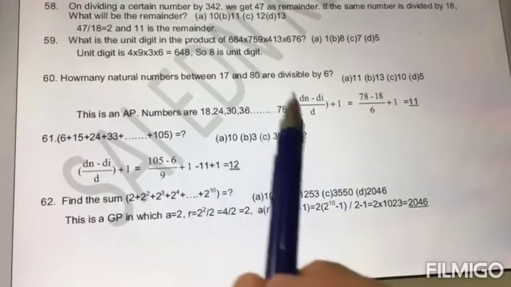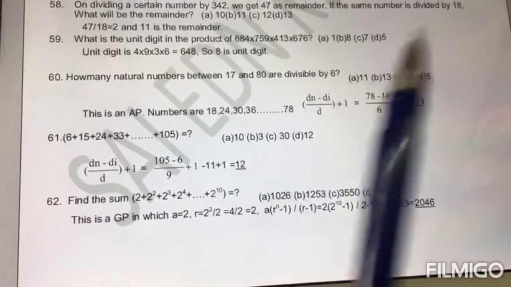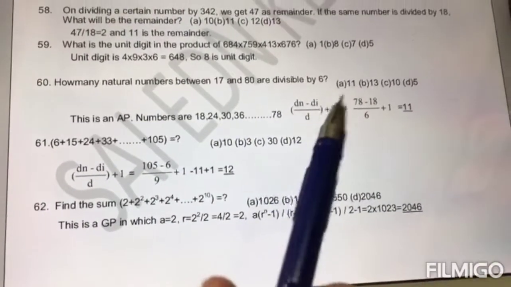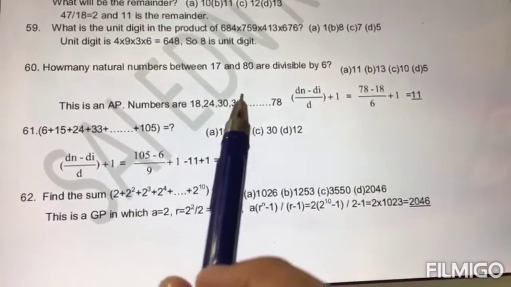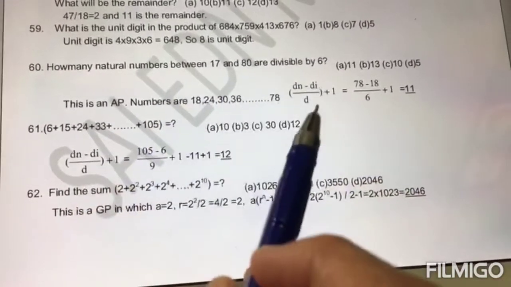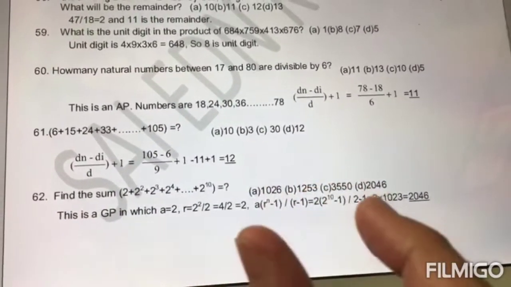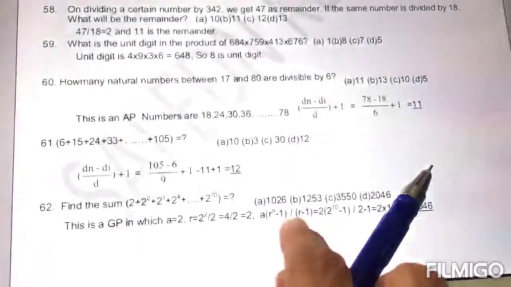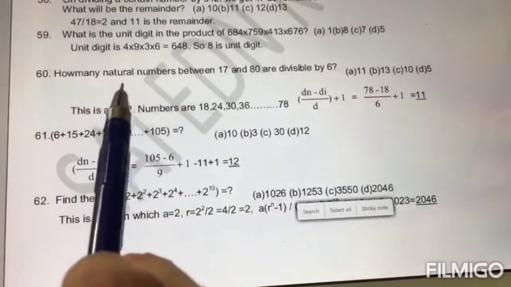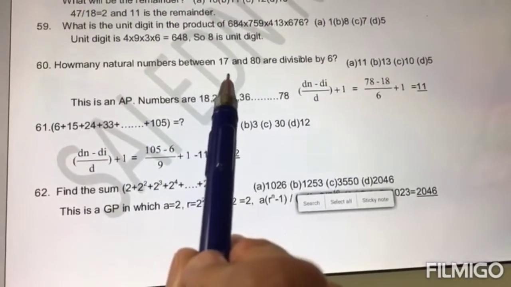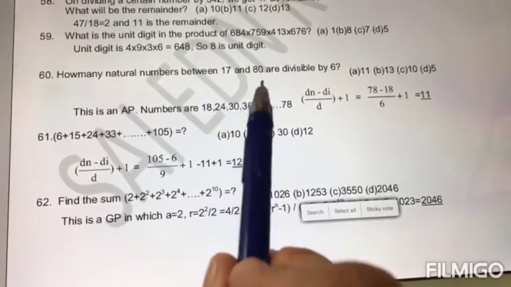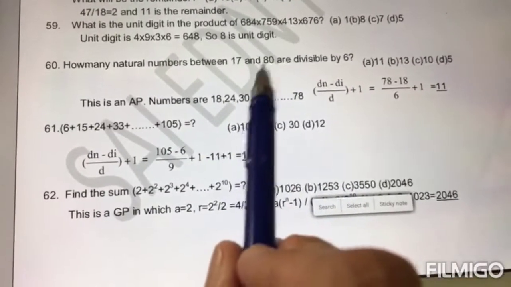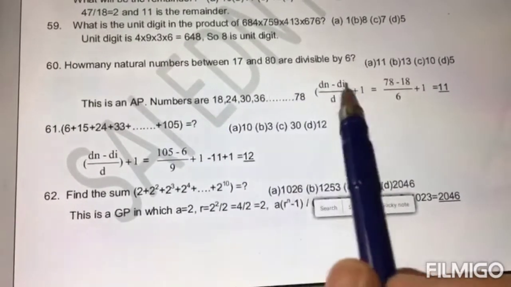So how do we know that this is a question of arithmetic progression? In arithmetic progression, what do we need? We need a series of terms, consecutive terms, where the differences between the terms are equal. So is this an arithmetic progression? They're talking about natural numbers between 17 and 80. That means they are consecutive numbers, right? And the difference between each number is 1. So it is the same.